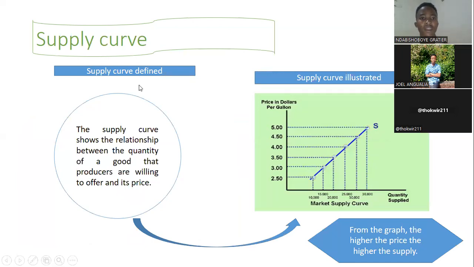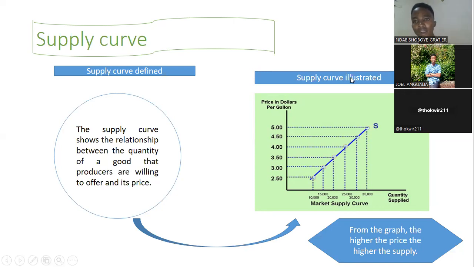So after understanding what demand and supply are, let's look at what we call the supply curve. The supply curve is a curve that shows the relationship between the quantity of a good that producers are willing to offer and its price.